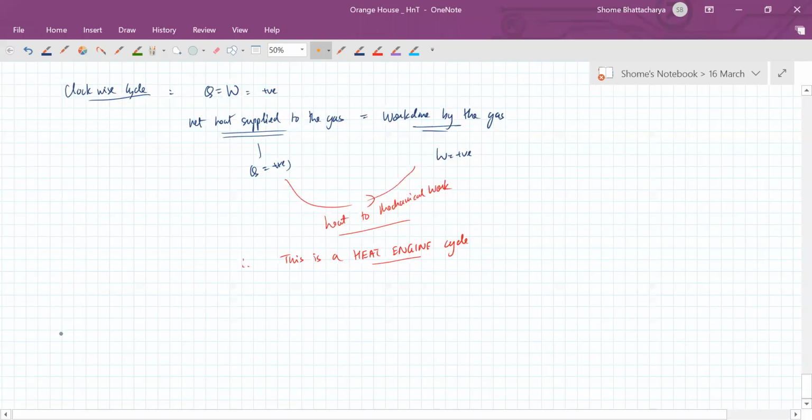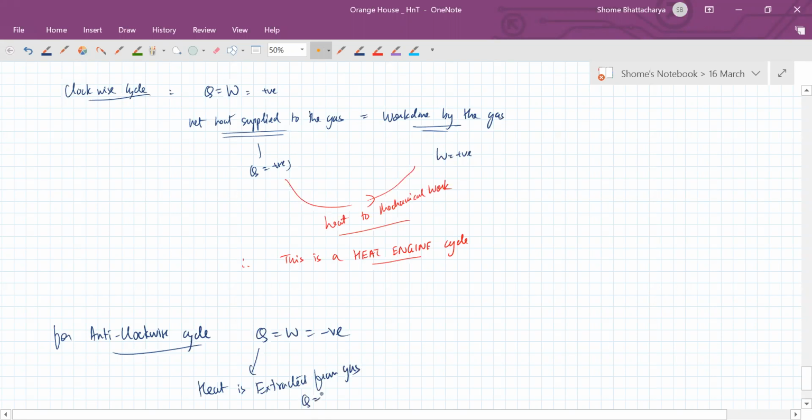Whereas if we look at anti-clockwise cycle, then Q is equal to W is equal to a negative quantity. That means heat is extracted from the gas because Q is negative, and it means work is done on the gas instead of by the gas because W is negative. So it is a situation where work done on the gas is converted into heat extracted.